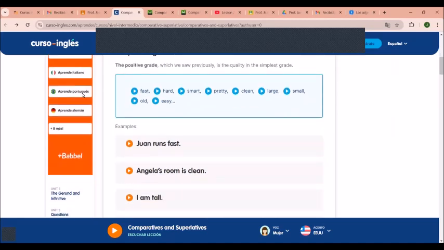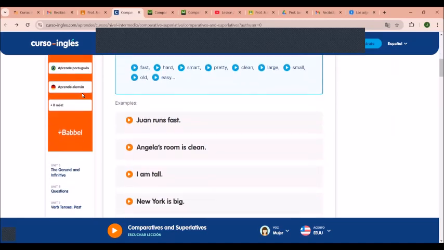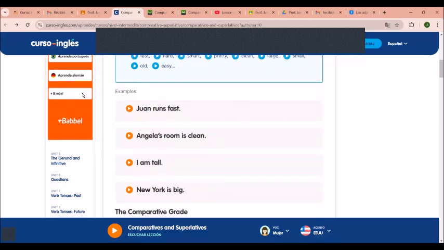In a sentence, they can go right next to the noun or they can go after the verb, ending the sentence. In these examples, they're after the verb. Juan runs fast. Angela's room is clean. I am tall. New York is big. All of these are simply describing the nouns: Juan, room, the person, and the city.